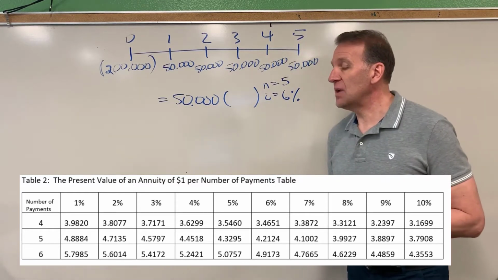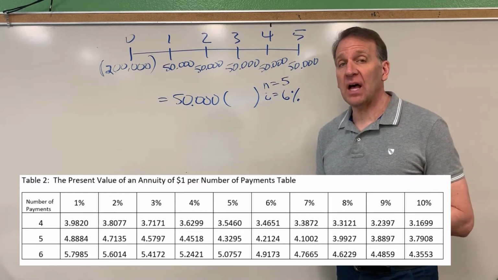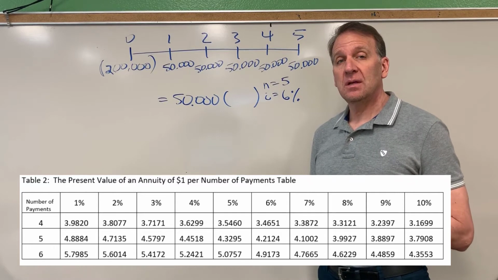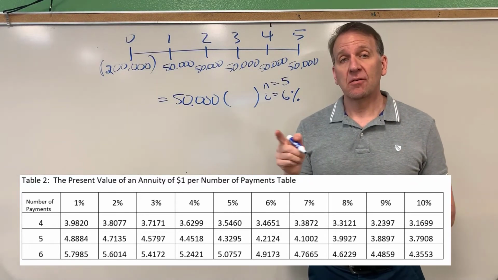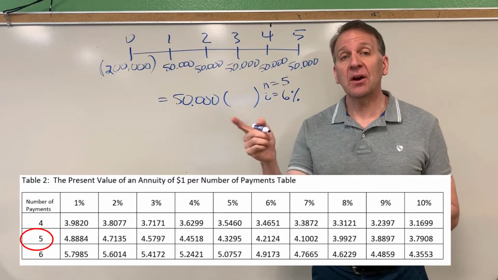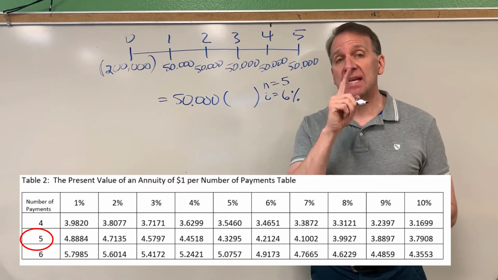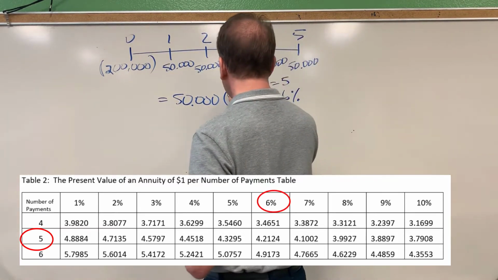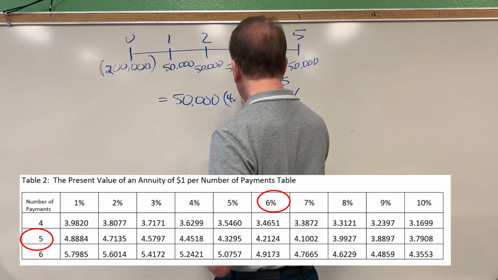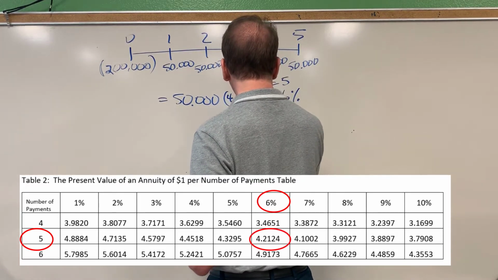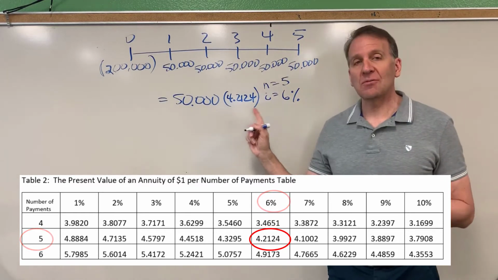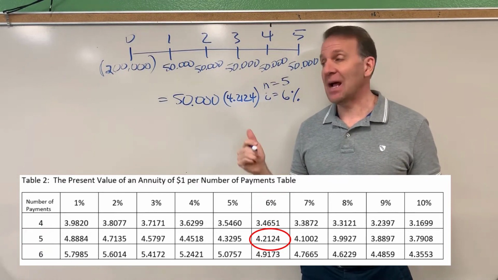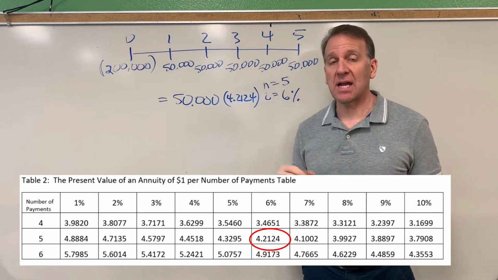All right. So now if we go to the present value of an annuity table and we go across from period 5, and then down from interest rate 6%, you will see a factor of 4.2124. Now this is rounded, obviously. If you use your calculator, it's not going to be rounding this, or if you use Excel, it's not going to round it.